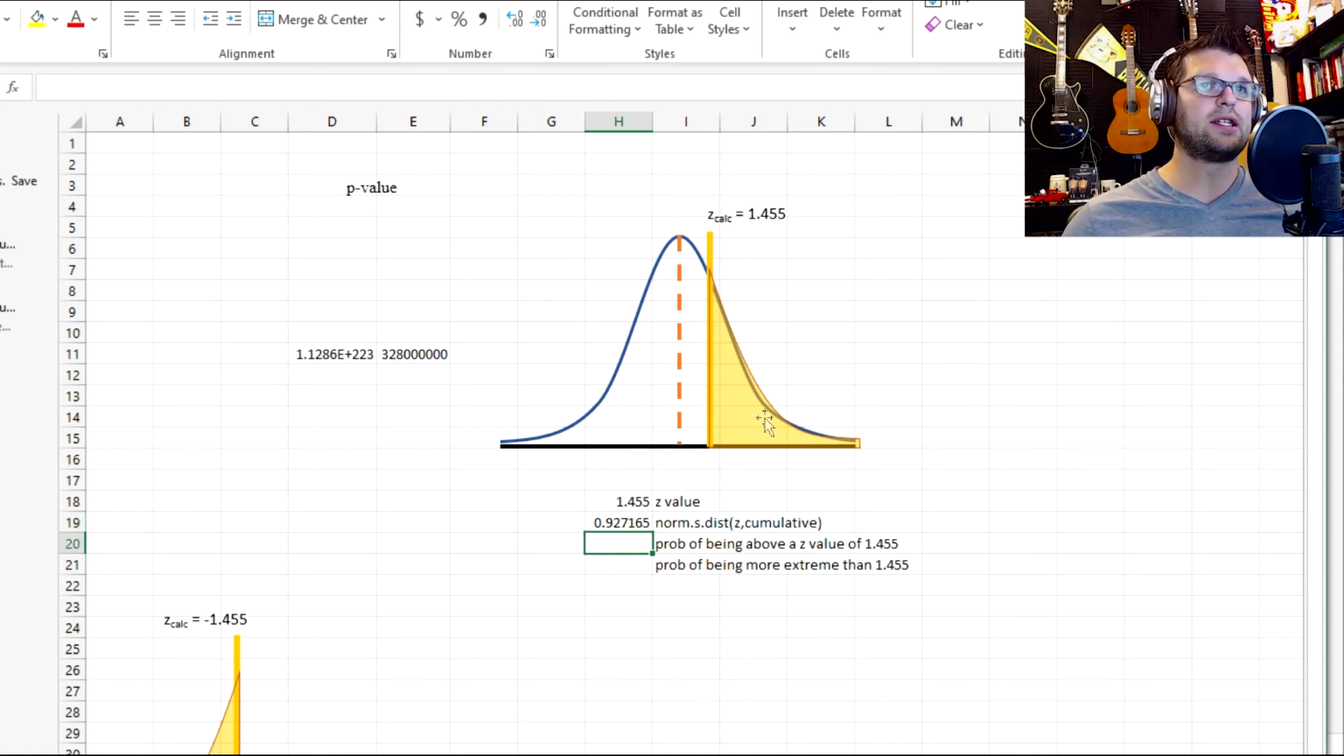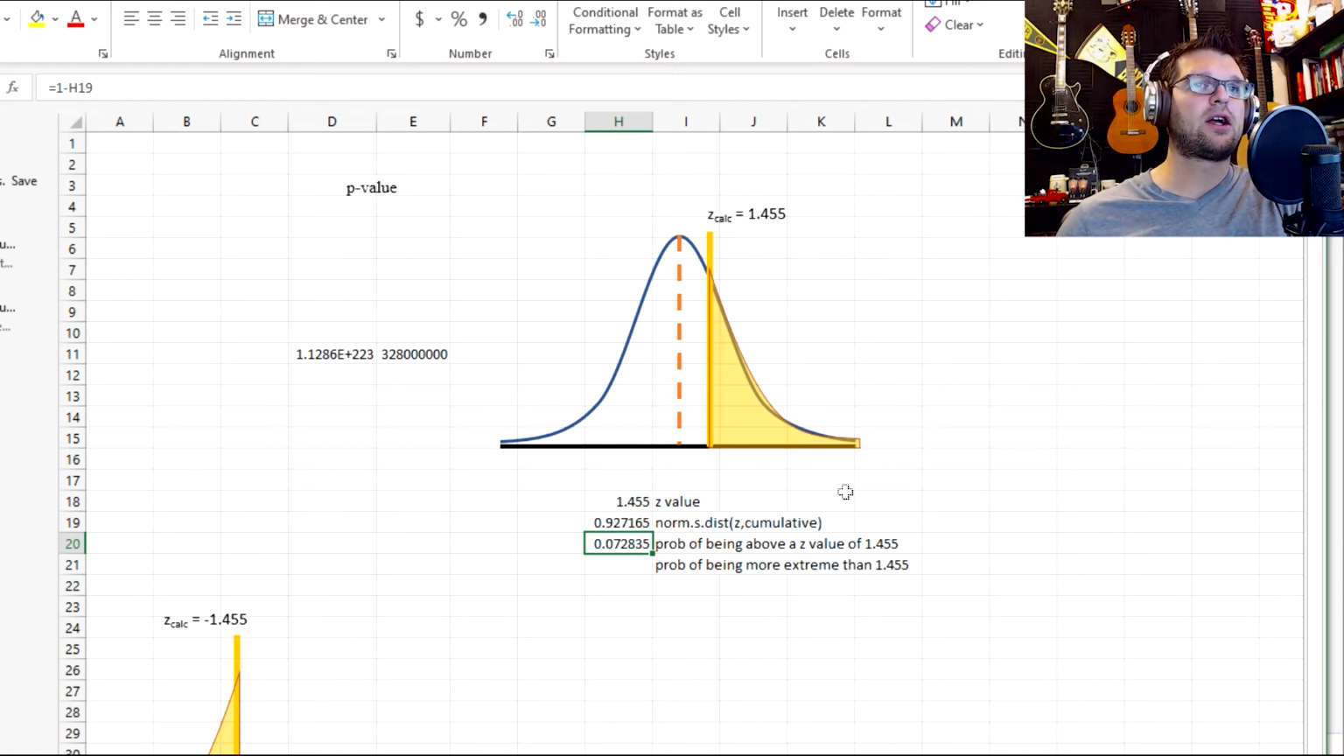But we need the right tail probability, and so in order to get the right tail probability, what we need to do is we need to do equals 1 minus the left tail probability, which is going to be 0.07285 or 835. So this right here is a probability of 1.455 or greater. So this is the right tail probability.